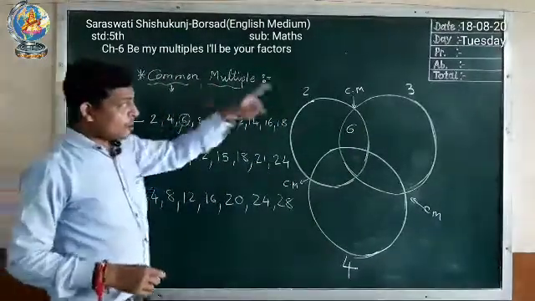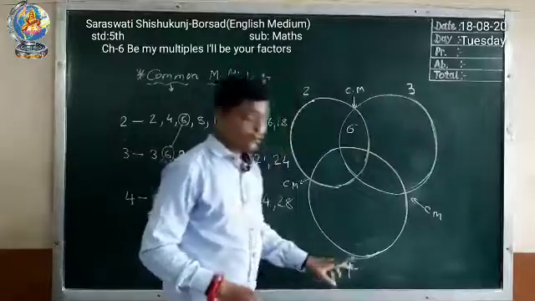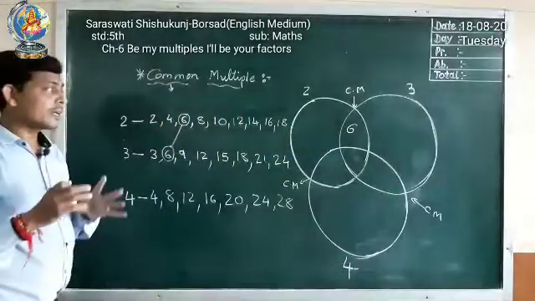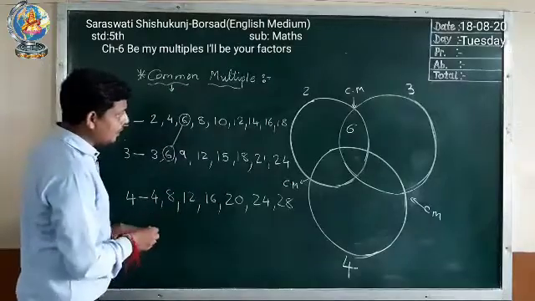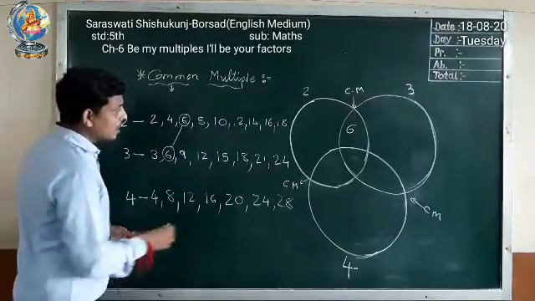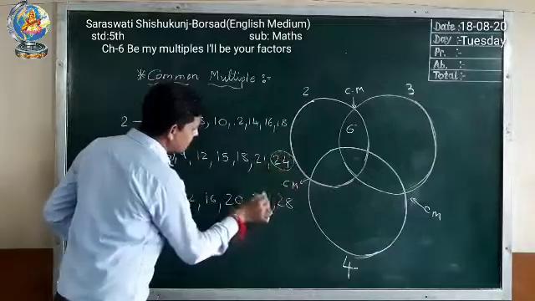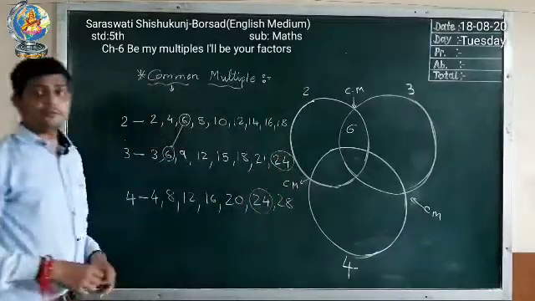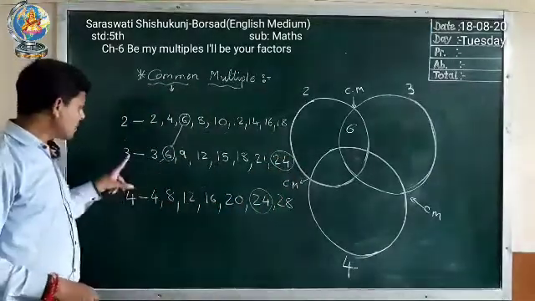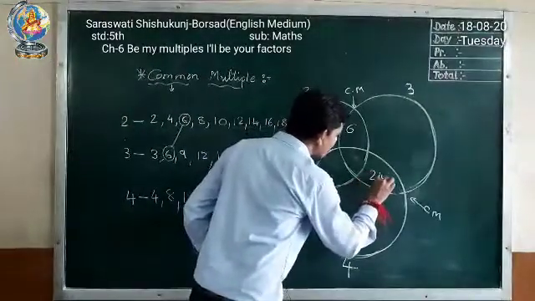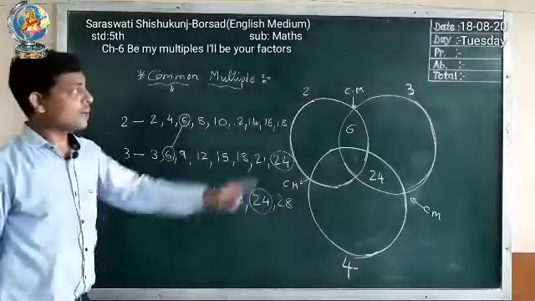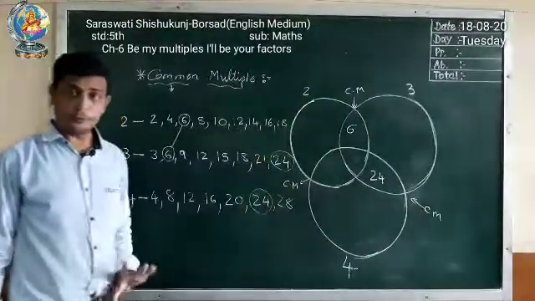Now the common multiple of 3 and 4. Which is the common multiple in 3 and 4? If you observe carefully, we come to know that 24 is common in 3 and 4. So we can write here, 24 is the common multiple of 3 and 4.